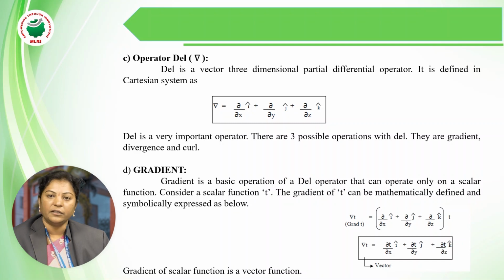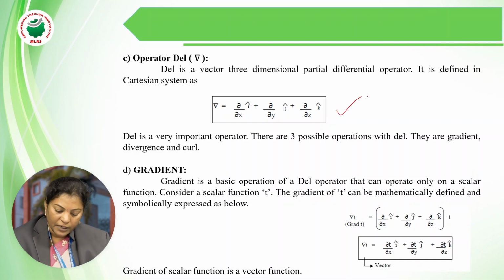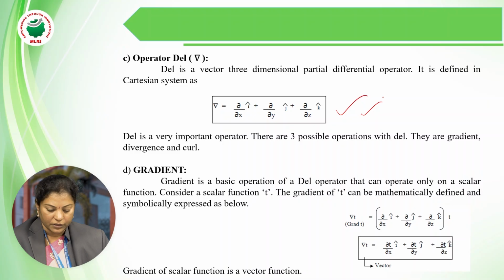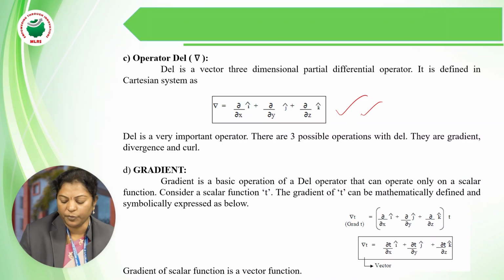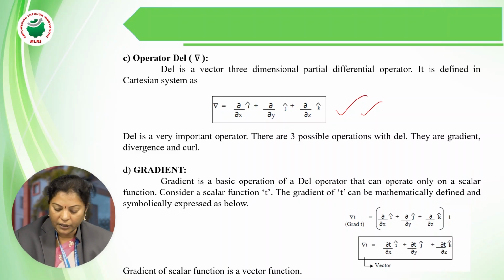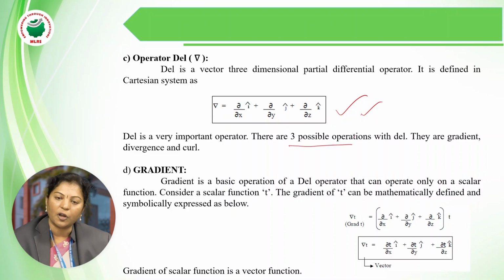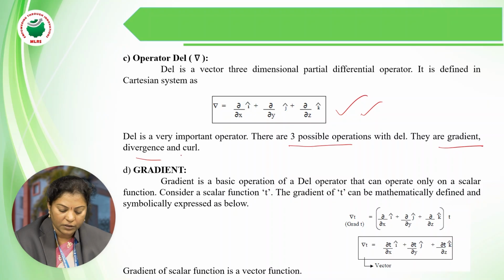It is defined in the Cartesian system as del equals dou by dou x of i, plus dou by dou y of j, plus dou by dou z of k. This is the equation for the del operator, which is a very important vector operator. Here we have three possible operations with del: gradient, divergence, and curl.